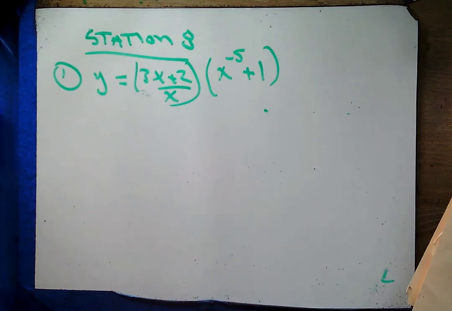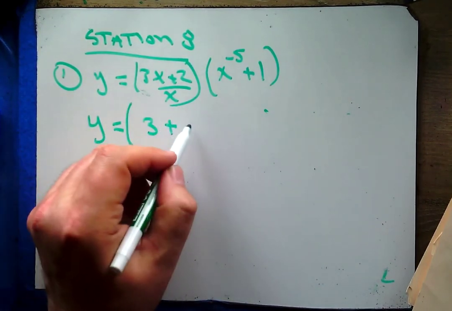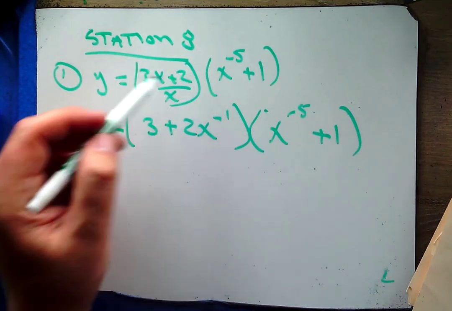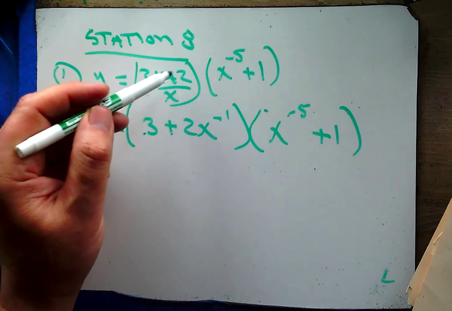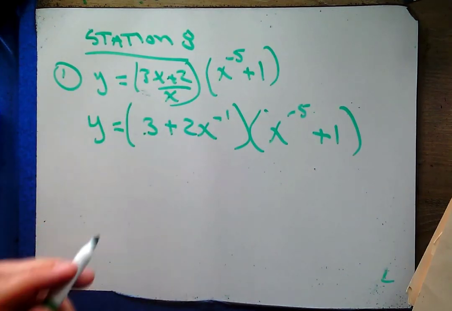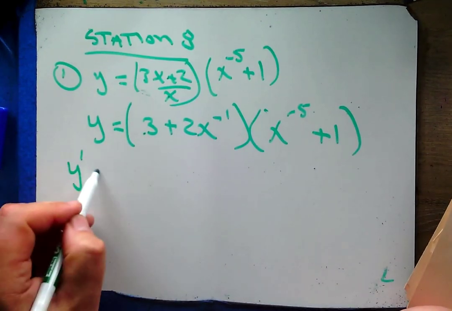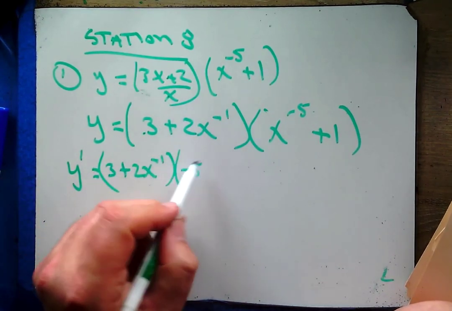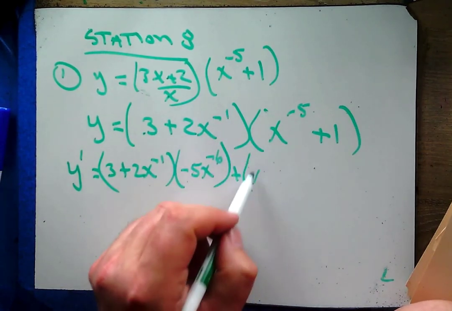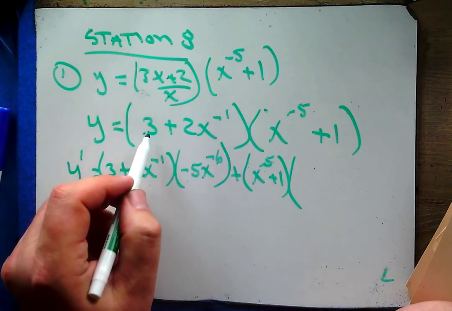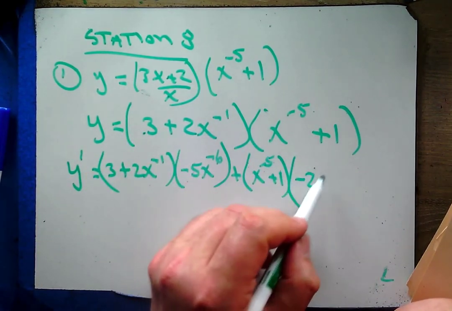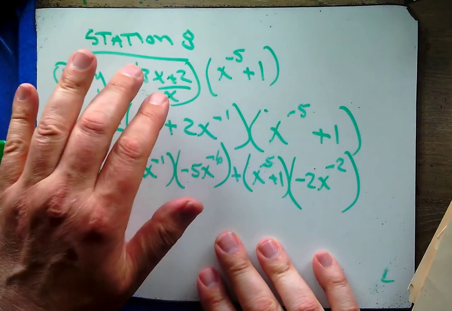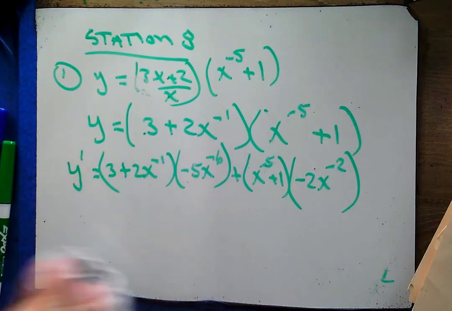It might be worth your time to think about this problem this way. 3 plus 2 over x equals this. Where did I get that? Well, I split this into two fractions. One was 3x over x plus 2 over x is the same as 2x to the minus 1. So now I'm just going to have y prime equals this and the derivative of that, which is negative 5x minus 6 plus this times the derivative of that. Derivative of 3 is 0. The derivative of this would be negative 2x minus 2. And that seemed a lot easier to me, but I had to be able to see that this could be broken up into this before I used the product rule.